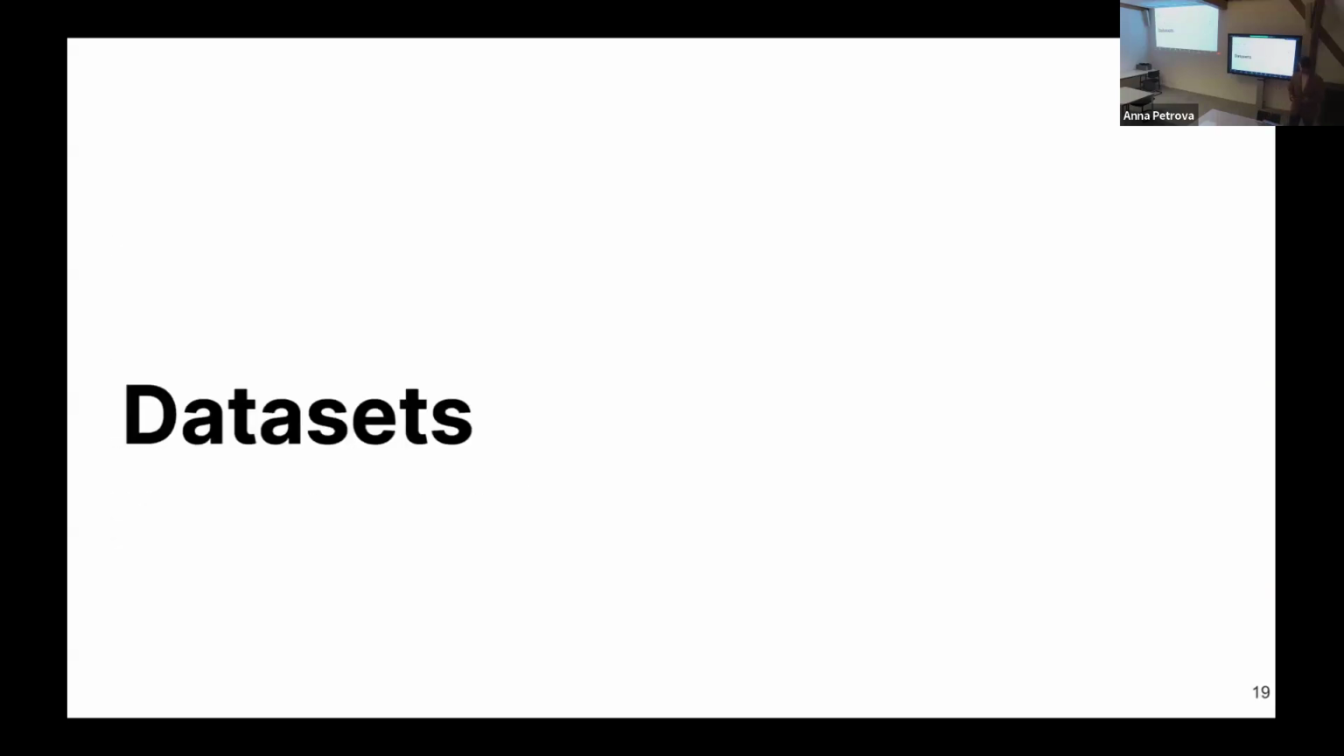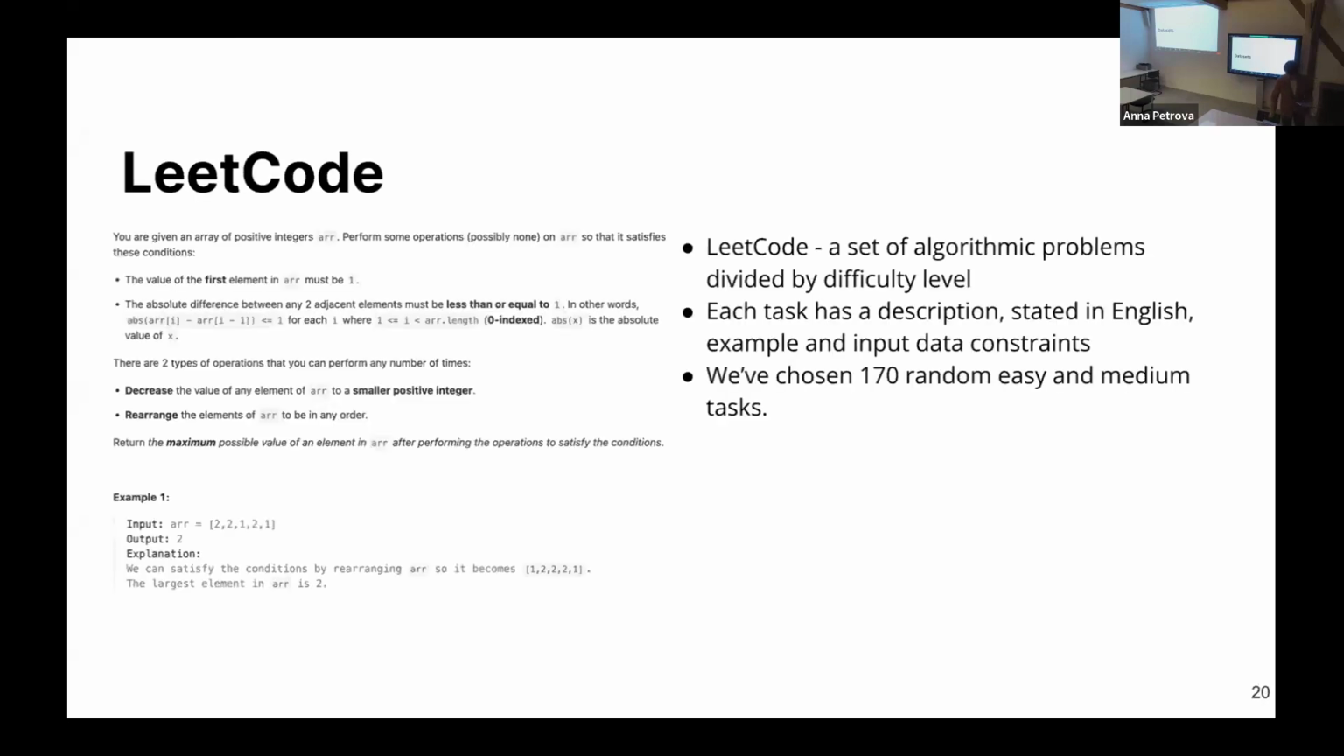So let's talk about datasets, because they are the most important part for running experiments. The first dataset used is LeetCode. LeetCode is basically a set of algorithmic problems divided by difficulty level. Each task has a description stated in English, some examples, and input-output constraints. We chose 170 easy and medium tasks. In the picture, you can see an example of a medium task.